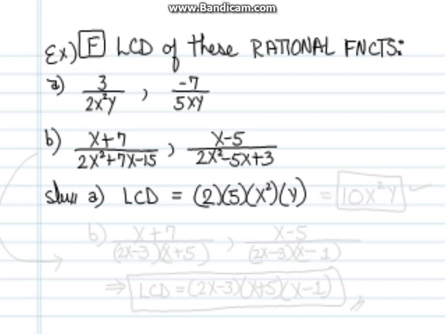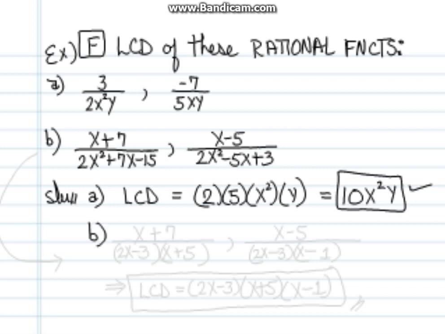And then the y's, the first fraction or rational function has a y to the first power in the denominator. The second one has y to the first power, so the highest power available is just y. Now multiply them all together. 2 times 5 is 10 times x squared times y, and that is our LCD for those two fractions.